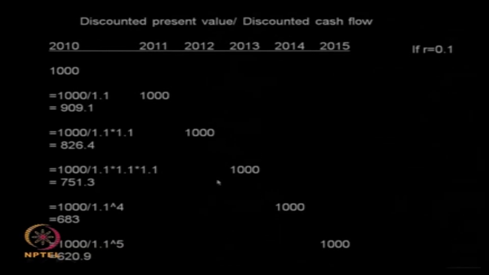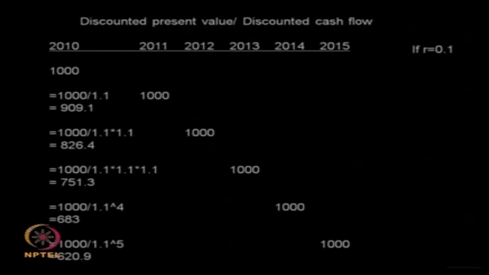So let us look at the table again. So 1000 rupees in 2011 will be 909 in 2010, 1000 rupees in 2012 will be 826.4, and 1000 rupees in 2013 will be equal to 1000 divided by 1.1 into 1.1 into 1.1, 3 times, which is equal to 751.3. 1000 rupees in 2014 will be equal to 1000 divided by 1.1 raised to the power 4, that is 683. 1000 rupees in 2015 is only 622 rupees today. So if somebody promises you that he will give 1000 rupees in 2015, that is equivalent to having 620.9 rupees today.